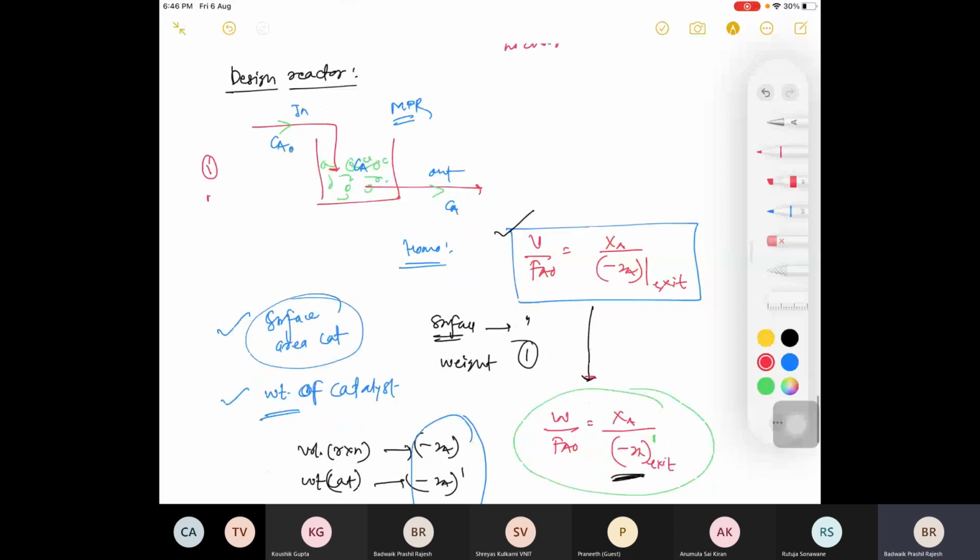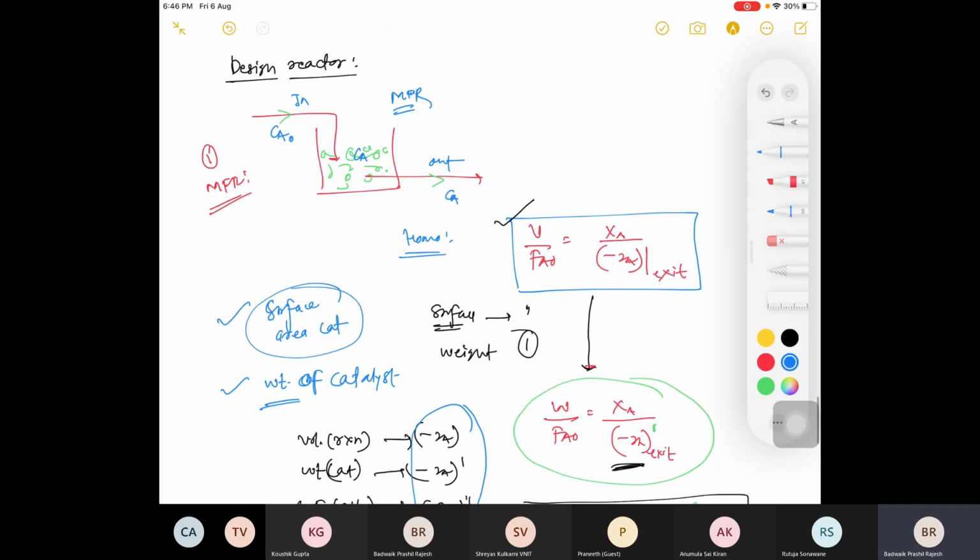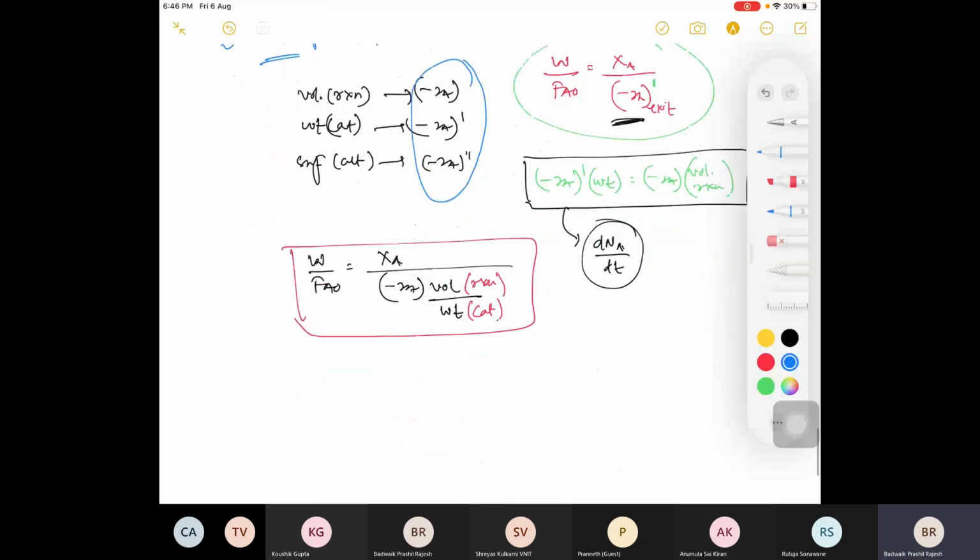First you write MFR. There is no change, you are just changing to a suitable measurement. Here, weight of catalyst would be a better way to represent my rate. That is easy to measure also.